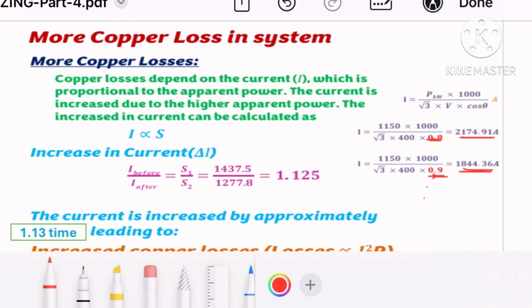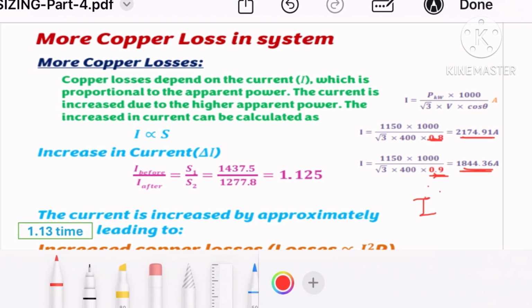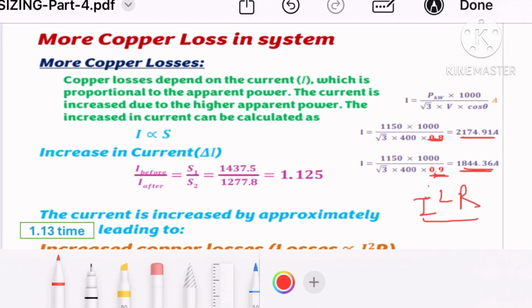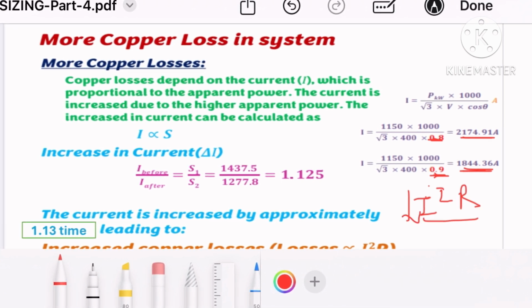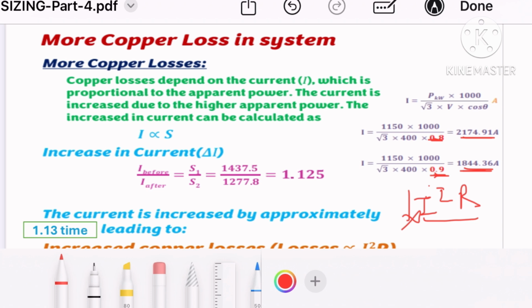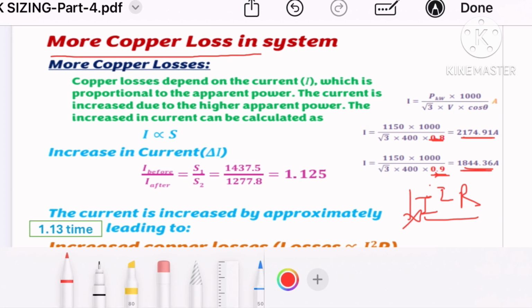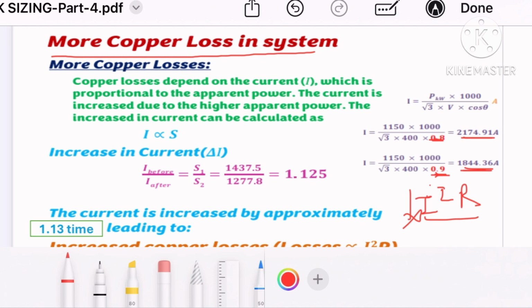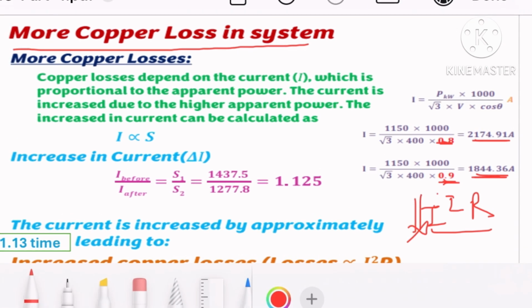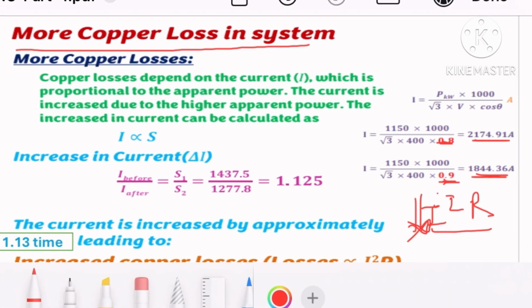Why? Because the copper losses is proportional to I square R. So as the current reduces, the copper losses will reduce. Why is the current reducing? Because we improve the power factor. So with the poor power factor we have more current, so the copper losses will be also more, and with the improved power factor we have lesser current, so accordingly the copper losses will be less in the system. Hope you are clear with this point.